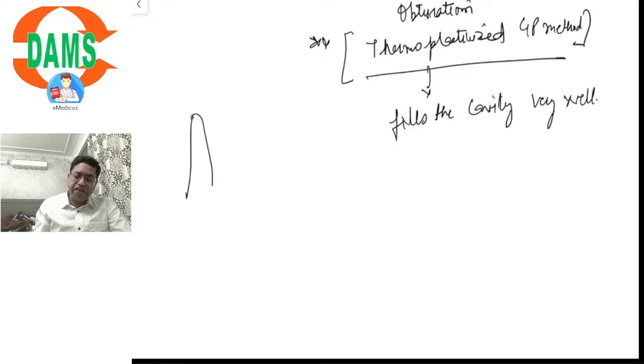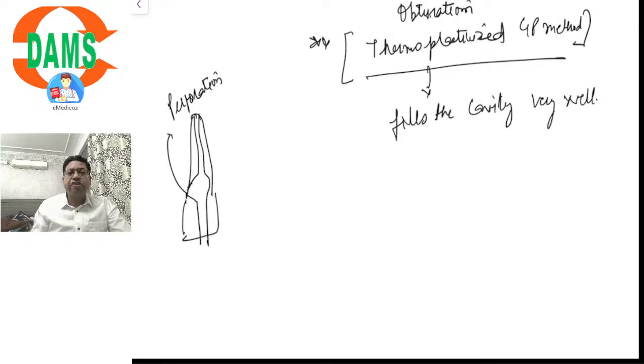Sometimes what happens if there's an advanced case of internal root resorption? This can result in perforation. So an additional management required is sealing of perforation with MTA and similar materials. We have to repair the perforation followed by obturation with a thermoplastic obturation method. Only when the perforation occurs, we have to seal it with MTA or similar materials.